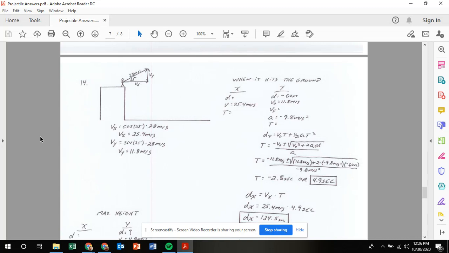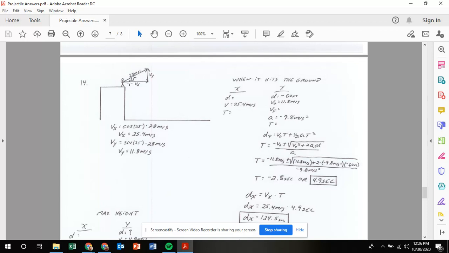We're going to take a look at problem 14 from Projectiles Launched at Angles. A ball is thrown from a building that is 60 meters high. So the building here is 60 meters. You can see that's our negative 60 for our y direction. It's thrown with a velocity of 28 meters per second. That's our hypotenuse, at an angle of 25 degrees above the horizontal.